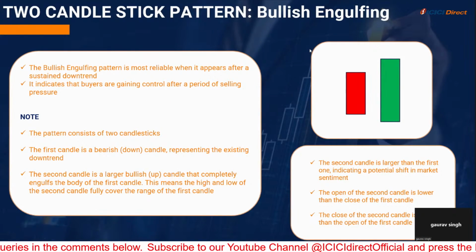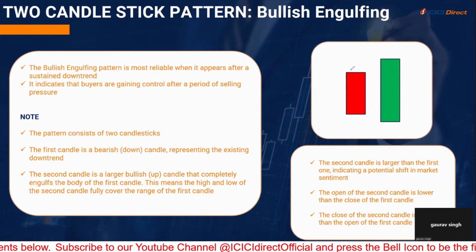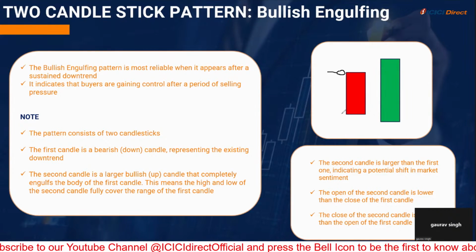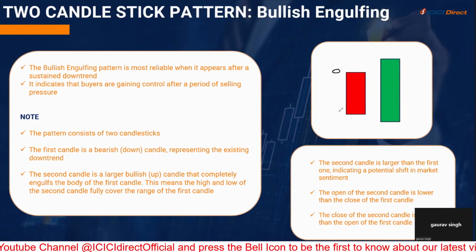So a bullish Harami pattern is formed at the low of a significant downtrend. That is clear. So there will be a red candle. For a red candle, this is the open price, I'll just mark it as open, and this will be the close price.